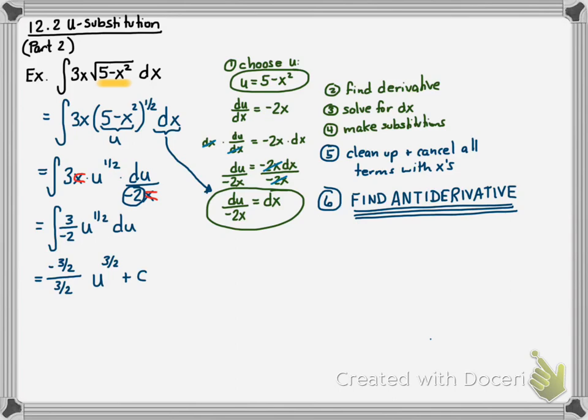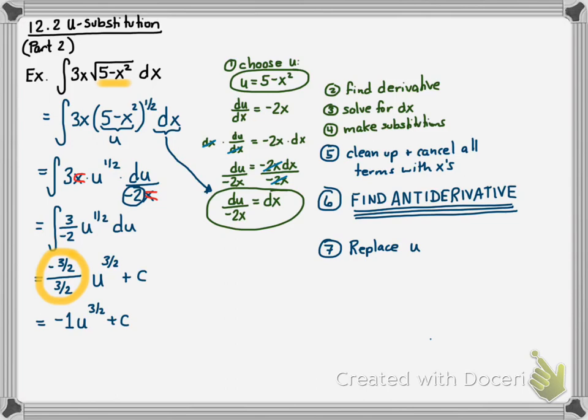I'm going to clean up this number in the front here, this -3/2 over 3/2. You can check it in your calculator, but what that comes out to be is a value of -1. So we have -1 u to the 3/2 plus c. We are now one tiny step away from writing down our final answer. So after we have found the antiderivative, our final step is to replace our u with its original value.